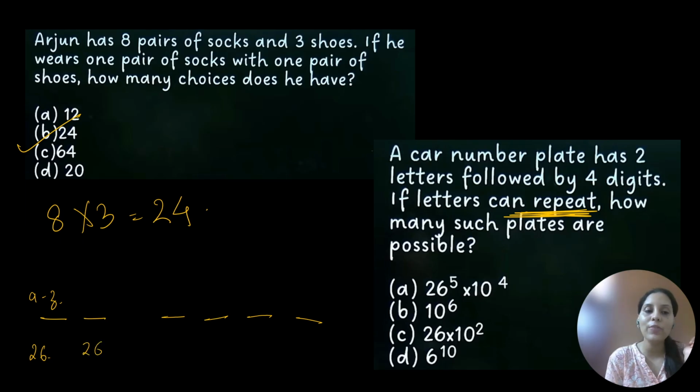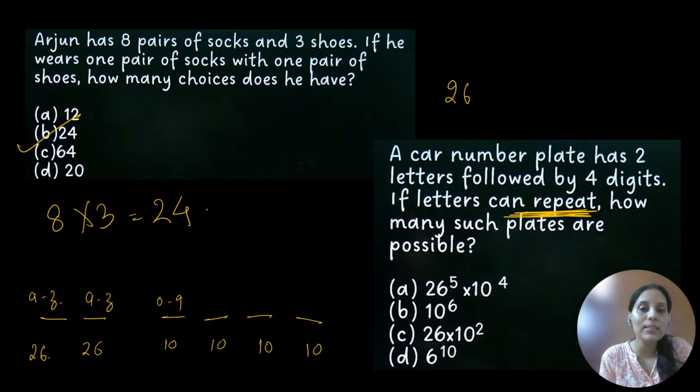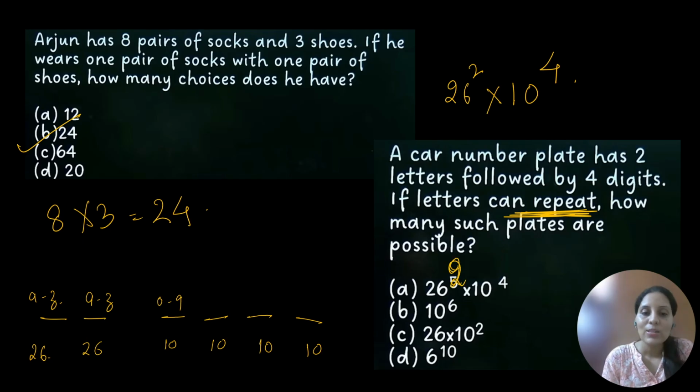So 2 are letters. Here also you have 26 options. अब यहाँ पे there are 4 digits. So how many digits you have? 0 to 9, 10 digits, 10 options, 10 options, 10 options. तो ये क्या होगा? 26 square into 10 power 4. So, okay, I think options are incorrect. So, I think this is square. So, it is option A. So, I hope this is clear.